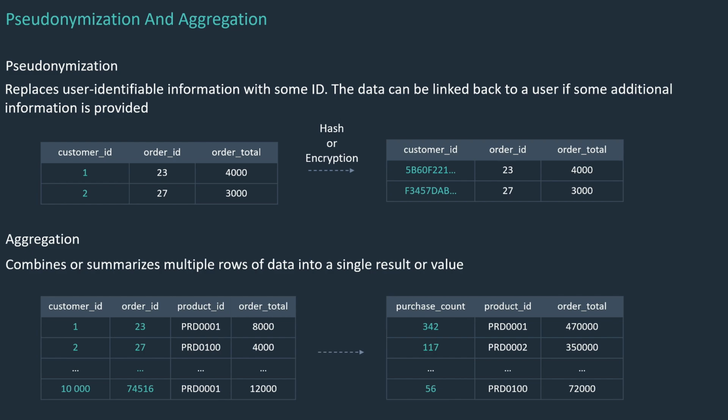Another technique is aggregation, and it combines or summarizes multiple rows of data into a single result or value. In the example, customer ID and order ID were grouped by product ID and aggregated into the purchase count column. So all the customers who bought a specific product were aggregated into a single group, and their IDs are not present in the result dataset.